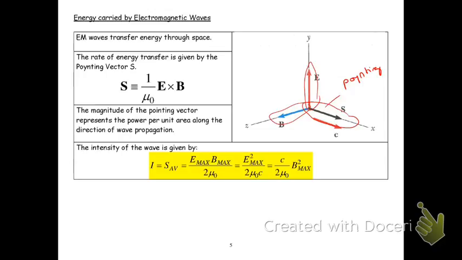And what we find is that our intensity, which is in watts per meter squared, keeps coming up a lot now, so get comfortable with it. It's the power per area, watts per square meter. The intensity is equal to this average Poynting vector, which equals E max B max over 2 mu naught. And I would not bother about the rest of it. It's not that you're not responsible for it, but you can always work it out.